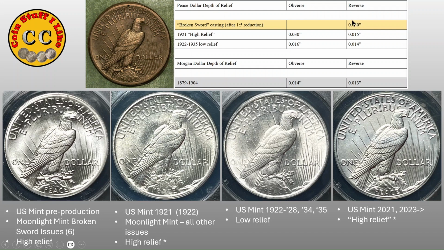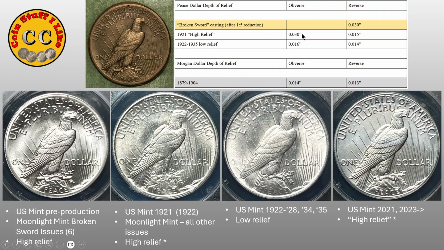So the original obverse that actually went into production was 31 thousandths. So that's pretty interesting that those match up. However, the high relief that went into production after removal of the broken sword already had some reduction in the relief.